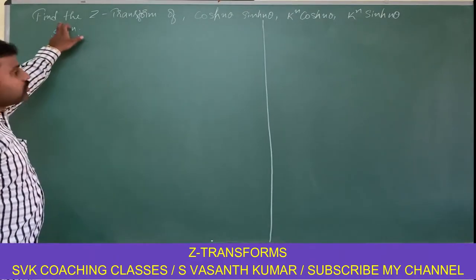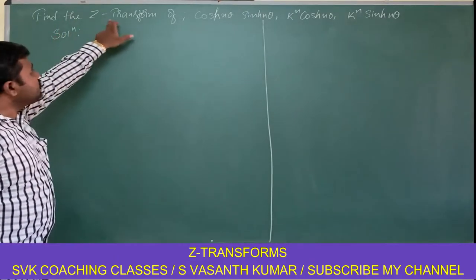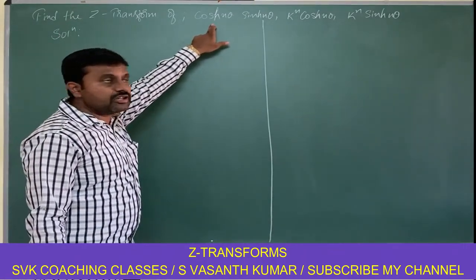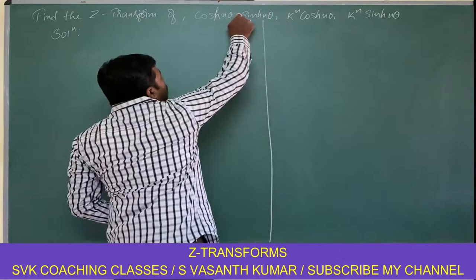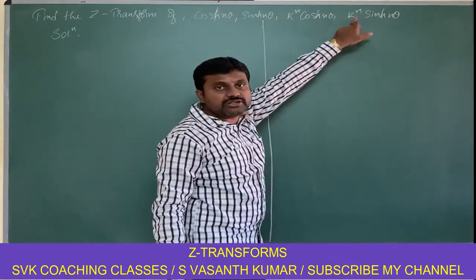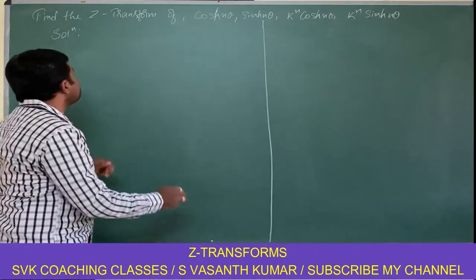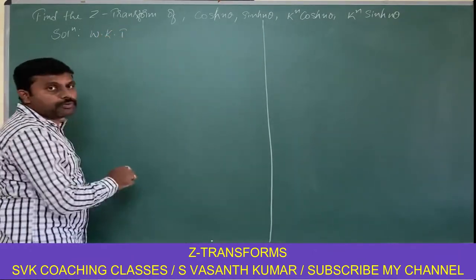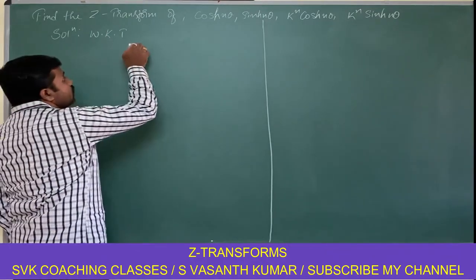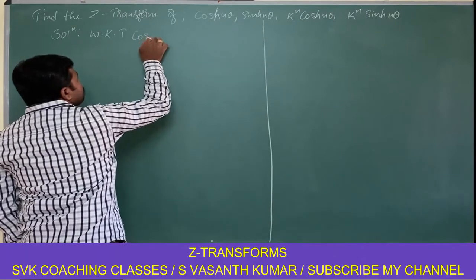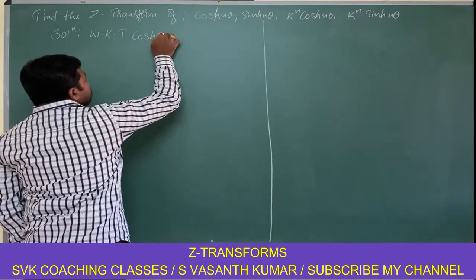Now we shall solve one more problem. Find the Z transform of cos hyperbolic n theta, sin hyperbolic n theta, k power n cos h n theta, and k power n sin h n theta. So if I go with the solution, we should know the definition of the hyperbolic functions under trigonometric functions, called cos hyperbolic n theta.